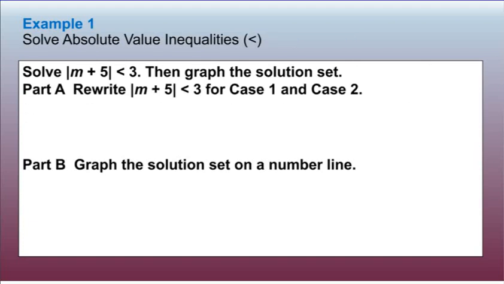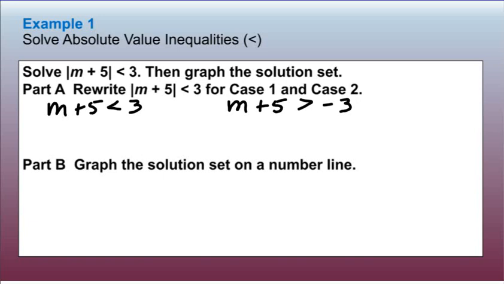So example 1, solve the absolute value of m plus 5 is less than 3, and then graph the solution. Part A, rewrite that for case 1 and case 2. The first thing I would do is just write m plus 5 is less than 3. So what they give you, that's case 1. Case 2 would be m plus 5, and then it's not less than 3, but it's going to be greater than negative 3. One way I think about it is when I'm putting a negative in there, I just flip the symbol, because when you multiply and divide by a negative number, you always flip the symbol.